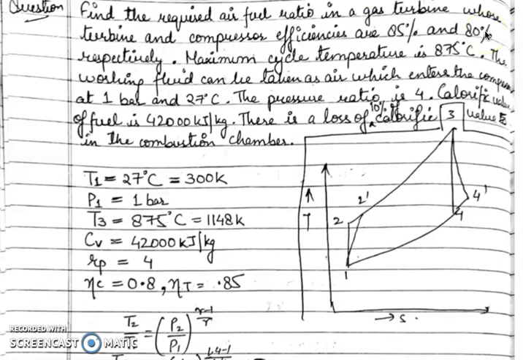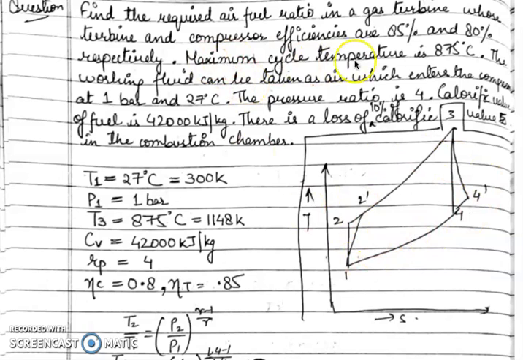When these efficiencies are not given, then we will not consider this 2 dash and 4 dash. We will take 1 2 3 4 as the ideal cycle and calculations will be based on the ideal cycle. But in this question we will move on with the actual cycle.